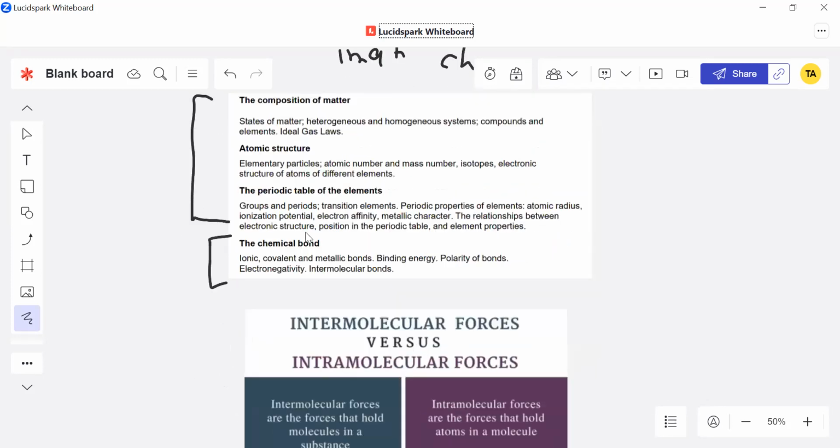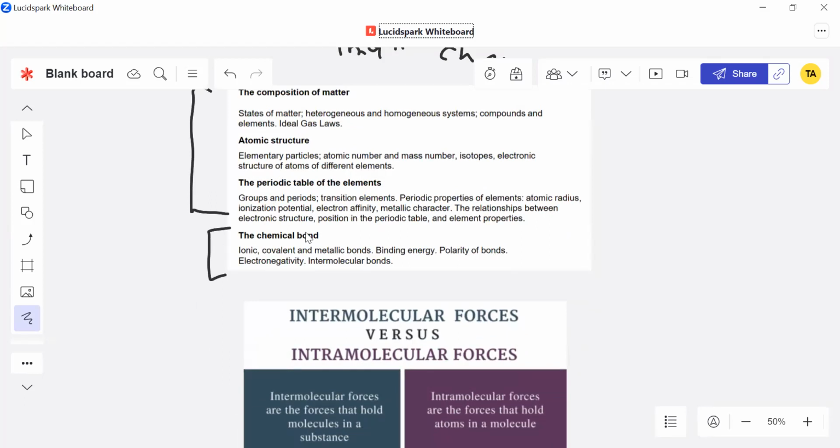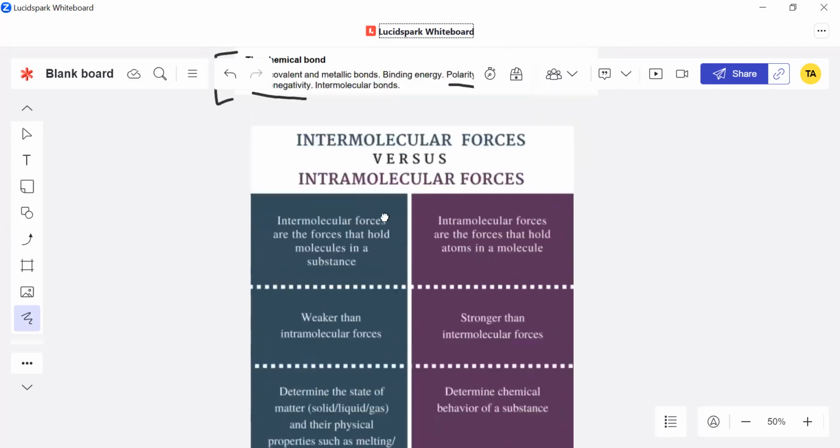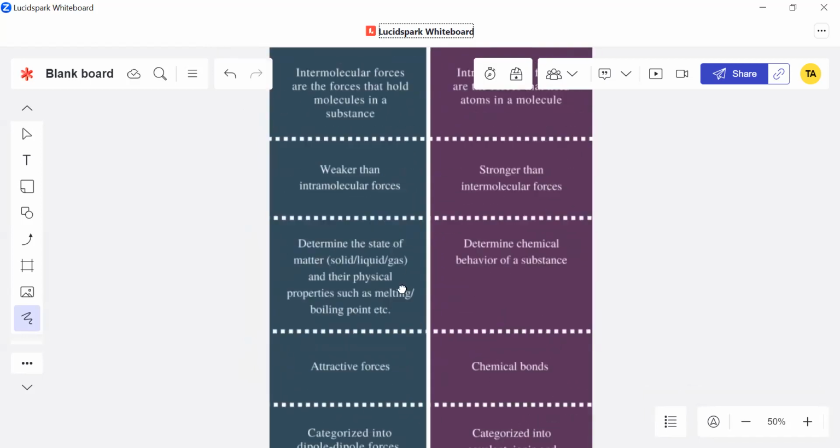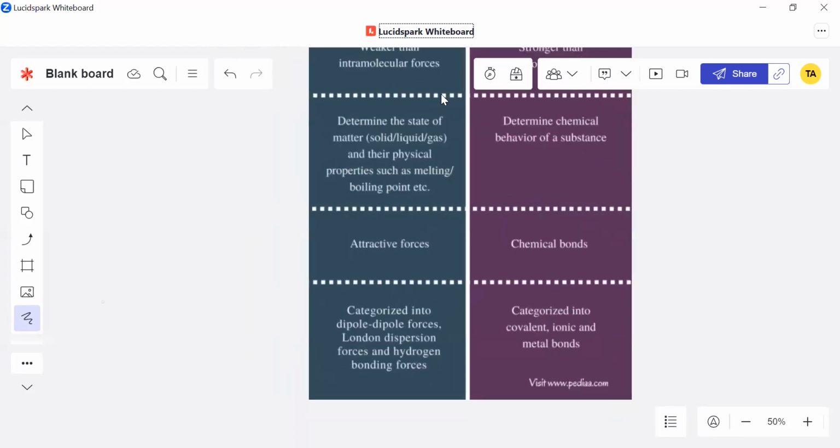So in this chapter, you'll learn all about bonds, the different kinds of bonds elements can form, and so polarity, electronegativity, all of the things related to bonds you learn in this chapter. So let's start with intermolecular forces versus intramolecular forces. Now, for intermolecular forces, these are called dipole-dipole forces or London dispersion forces.